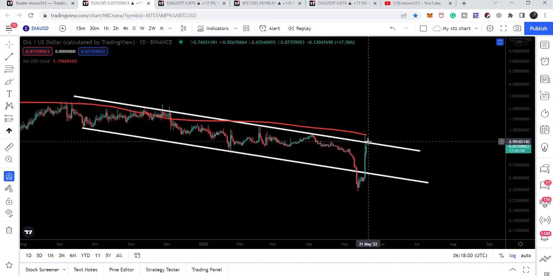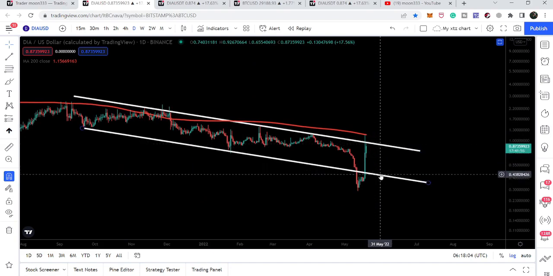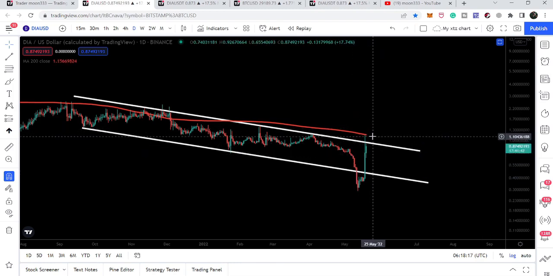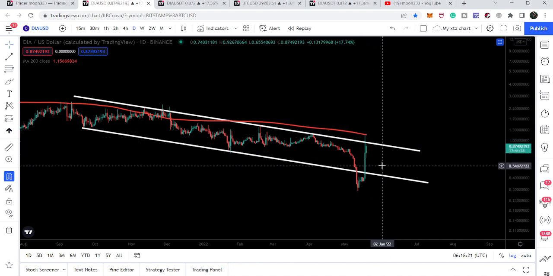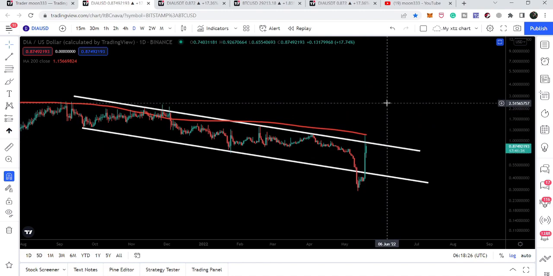Now, for example, if we get rejected, then there will be a probability that it will retest the support of the channel here. That will be approximately at 44 cents, and that will be more than a 50% drop. Therefore, it is really very important for DIA to break out of the channel as soon as possible. And if we take a look at the target for the down channel, that will be here at the top of the channel, and here we have very strong resistance as well, and that is at $2.50.